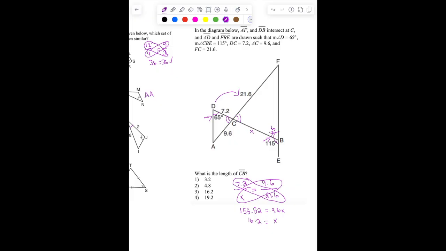And CB is what we're looking for, and we did represent CB as X. So that is the answer choice that we are looking for.